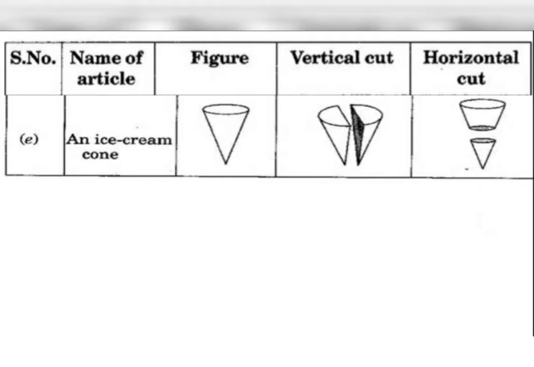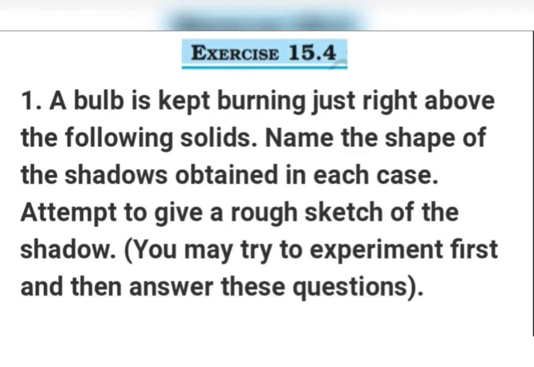Okay, students? Now let us move on to the next exercise, that is 15.4. A bulb is kept burning just right above the following solids. Name the shapes of the shadow obtained in each case. Attempt to give a rough sketch of the shadow. You may try to experiment first and then answer these questions. So no need to do the experiments. I'm going to show it to you with the help of figures, with the help of some sketches.